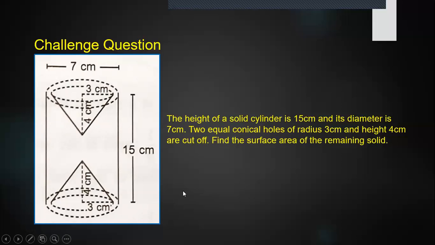So over here, you can see a cylinder with the height equal to 15 and the diameter equal to 7. Now, these are the conical holes which are removed from the solid cylinder. Both the cones have the radius equal to 3 and the depth, or the height, equal to 4 centimeters. You have to work out the surface area of the solid which remains after the cones have been removed.